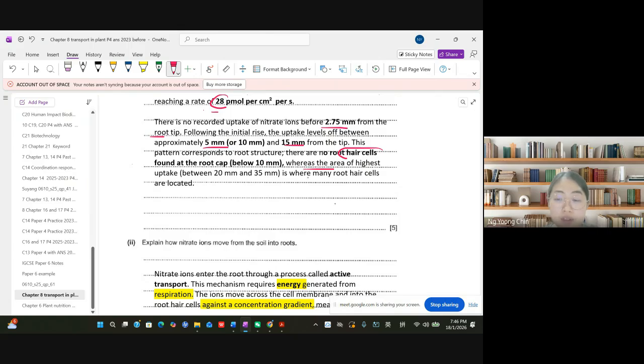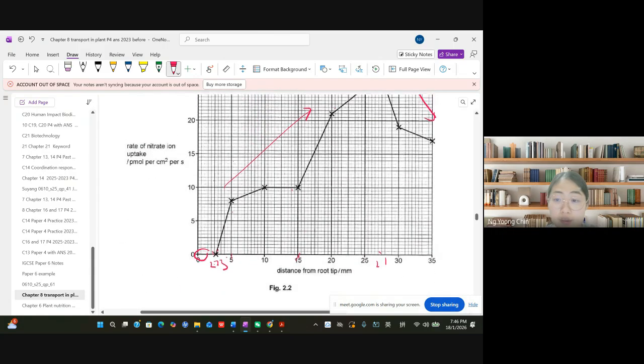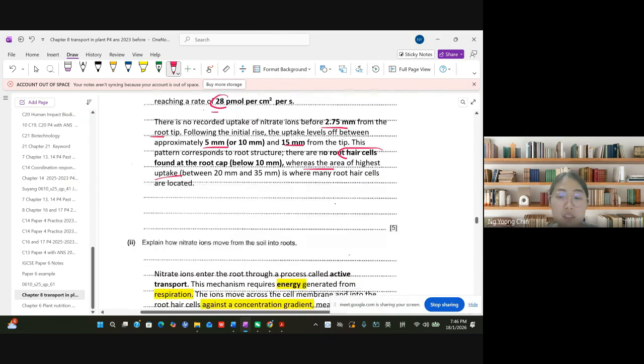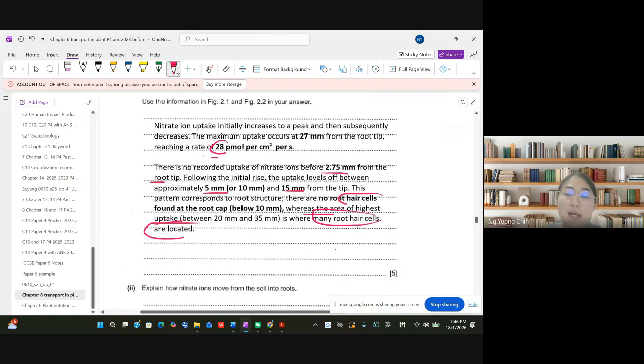Then you can record the highest uptake, which is between 20 to 35 millimeters, around here, where a lot of root hair cells are located. So you can see, this is worth 5 marks.